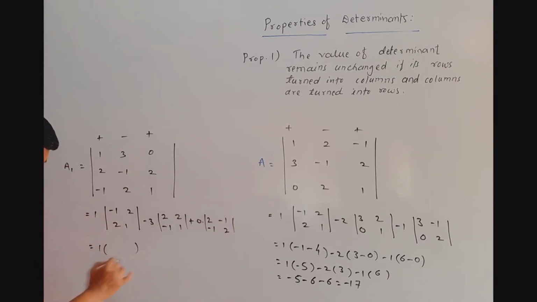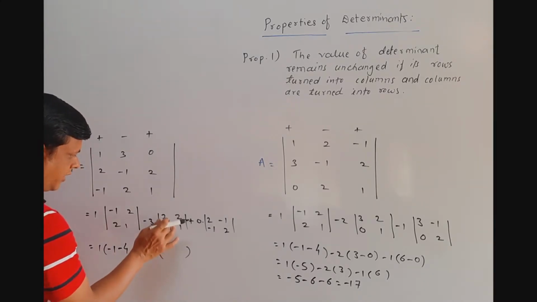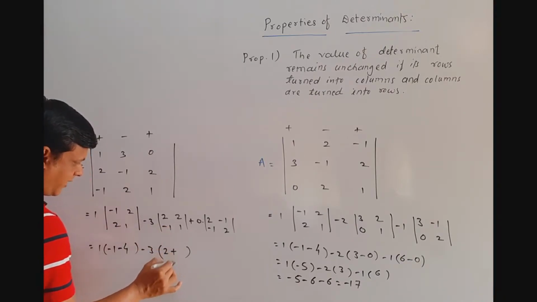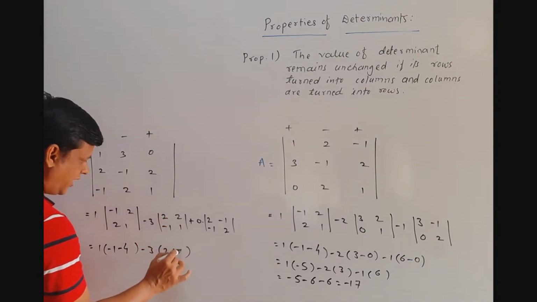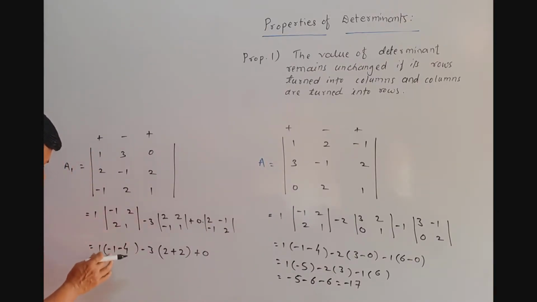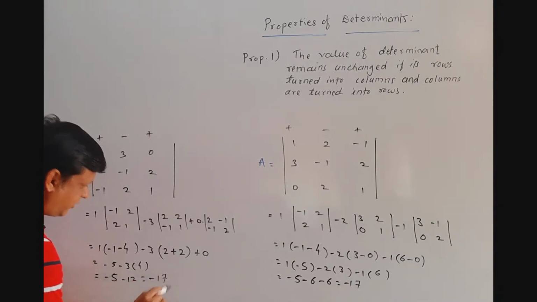Then 1 in bracket, minus 1 into 1 we get minus 1, minus 2 into 2 we get 4, minus 3 in bracket we get 2 into 1 as 2, minus and this minus sign, so minus minus gets plus, 1 into 2 we get 2, plus 0. So write here minus 1 minus 4 as minus 5, minus 3 in bracket 4. So we get here minus 5 minus 12, which is equal to minus 17.